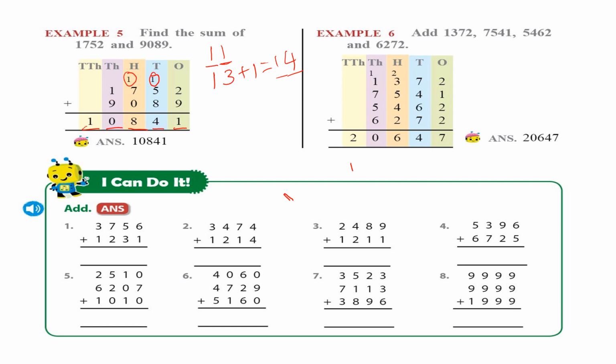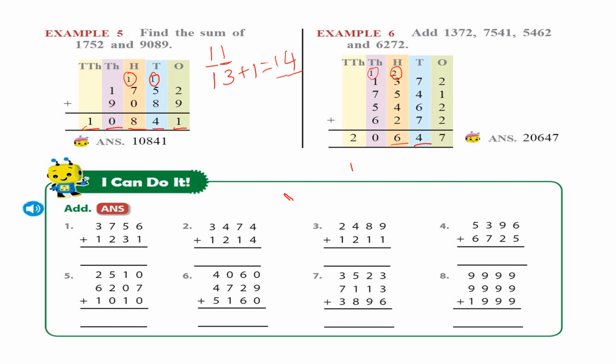Then you move on to tens place. In tens place, you have 7, 6, 4, 7. 7 plus 6 is 13. 13 plus 4 is 17. 17 plus 7 is 24. Write only 4 here in tens place and take 2 as carryover to hundreds place. Now add 2, 4, 5, 3 and 2. 2 plus 4 is 6. 6 plus 5 is 11. 11 plus 3 is 14. 14 plus 2 is 16. Right? So you write 6 in hundreds place and take 1 as carryover to thousands place.